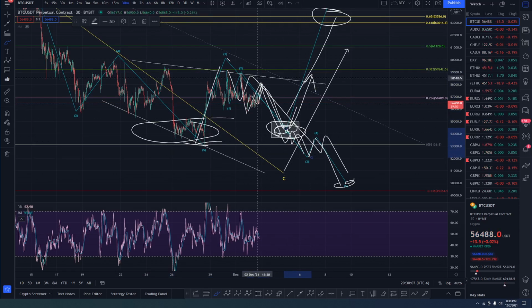Again, this is going to play out over several days. It's not going to happen overnight. It's not going to happen tomorrow. It's not going to happen really fast. It's going to take all the weekend to play this out.